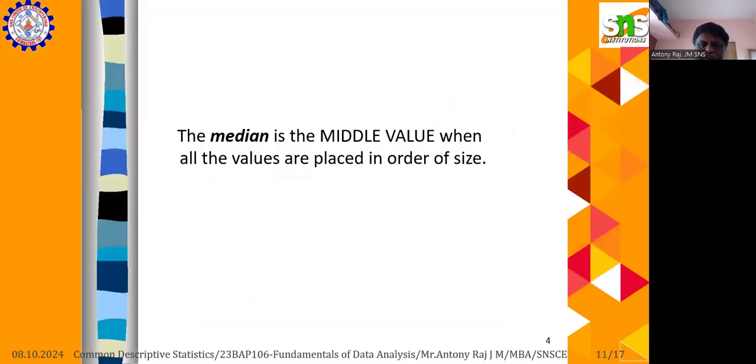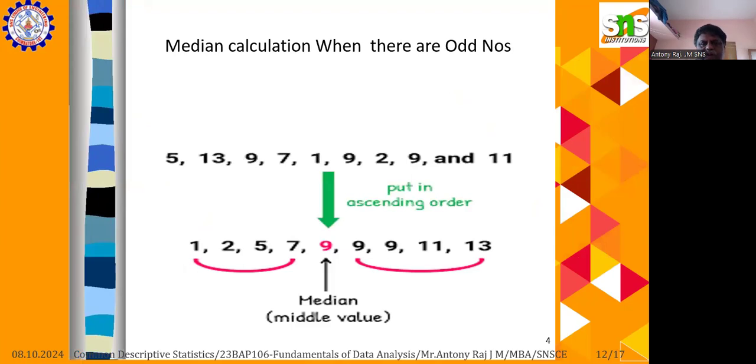The median is the middle value when all the values are placed in order of size, meaning ascending or descending order. For example, take this data set: 5, 13, 9, 7, 1, 9, 2, 9. First we put it in ascending or descending order, either way, and we can see we have a middle value of 9, with 4 values to its left and 4 values to its right. This is the median. Here we have an odd count of numbers, so there are 9 numbers.